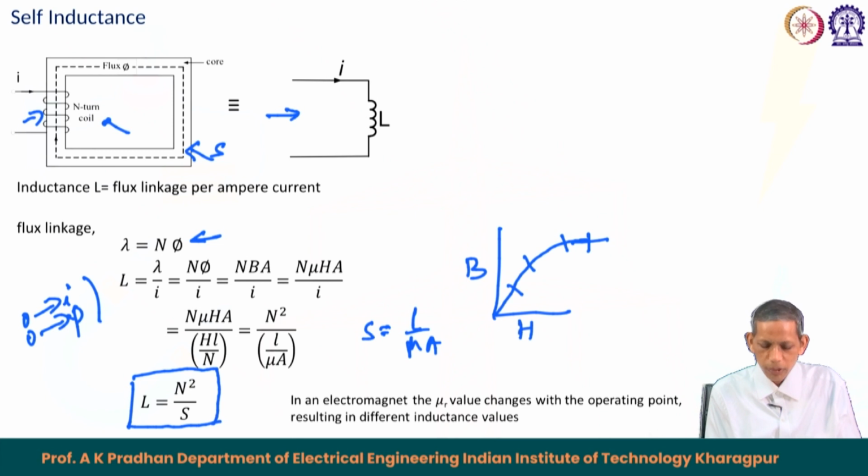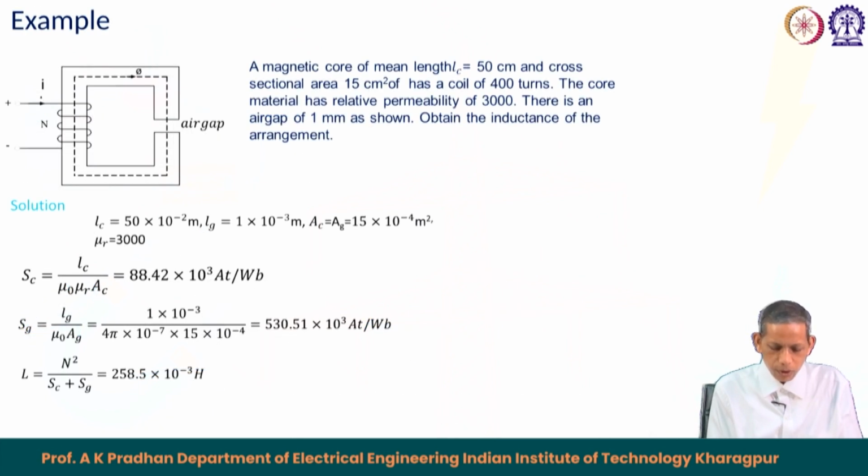Now, let us take an example of this circuit where we have a magnetic core and an air gap. The magnetic core of mean length 50 centimeter and cross sectional area 15 centimeter square has a coil of 400 turns. The core material has a relative permeability of 3000, mu r is 3000. There is an air gap of 1 millimeter as shown. Obtain the inductance of the arrangement. We need to find the equivalent inductance of this arrangement.